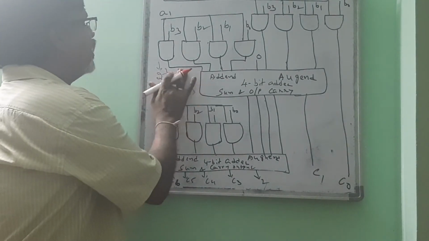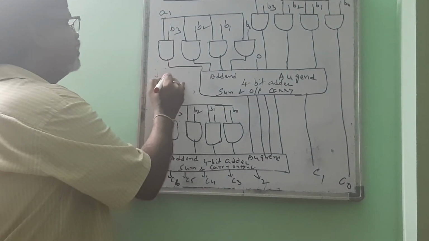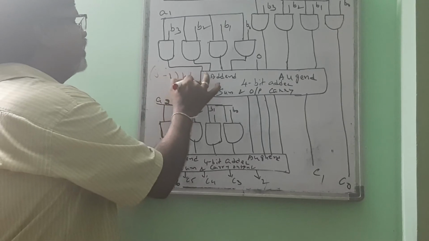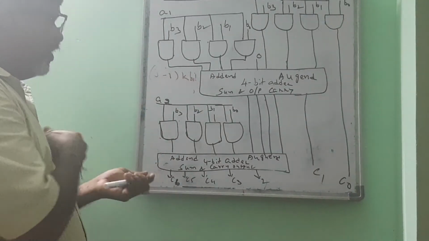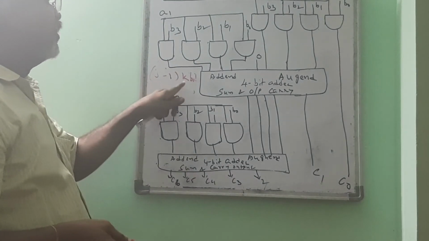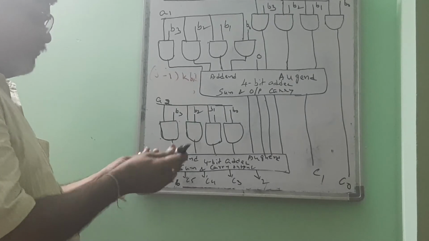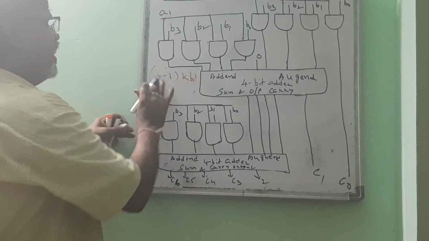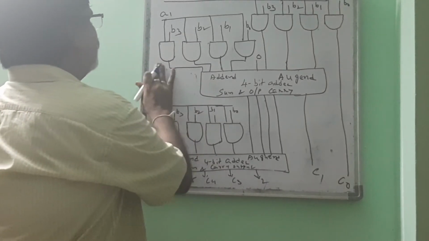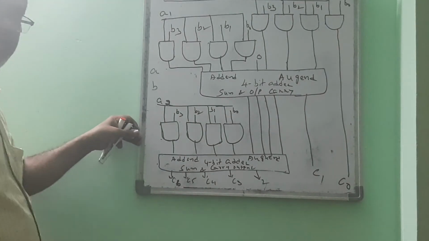So how many adders do we use there? As I told you, J minus 1 K-bit adders. There it is 1 into 2, so 2 adders we use there. In this diagram, you can check that two inputs are there, A and B.